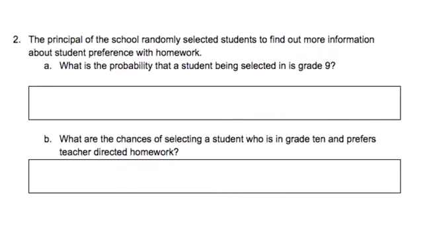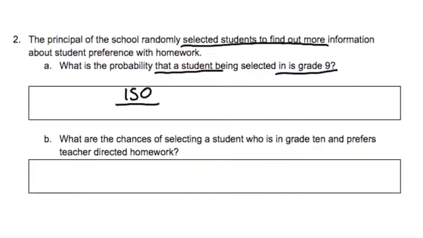So the principal of the secondary school randomly selected students to find out more information about their preference. What is the probability that a student being selected is in ninth grade? Well, how many students are in ninth grade? Well, there are 150 out of a total of 250. And then I need to simplify this.